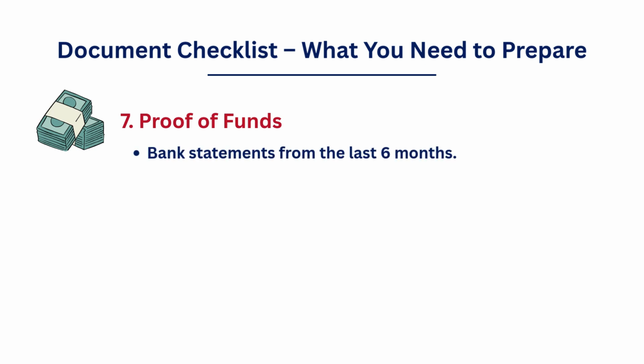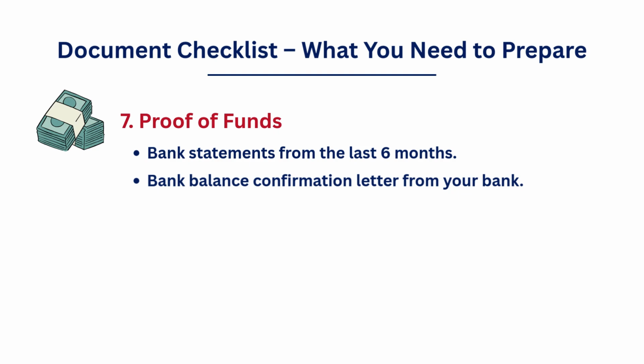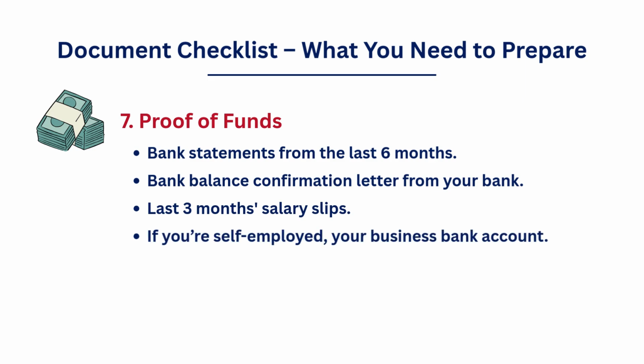Bank statements from the last 6 months that indicate your salary or any of your regular income. Bank balance confirmation letter from your bank. Last 3 months' salary slips. If you are self-employed, you can show your business bank account. Also, if you have a fixed deposit in a bank, you can use that as proof of your money. Just get a certified letter from the bank to show it. If you have any additional business or any income, you can also document it.